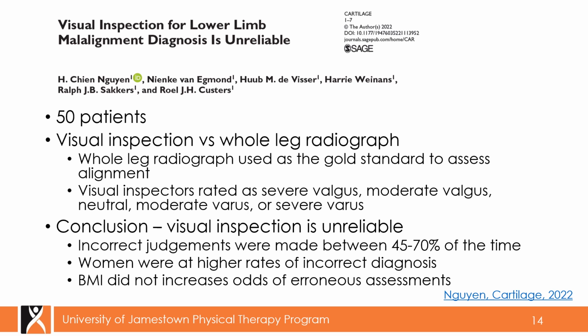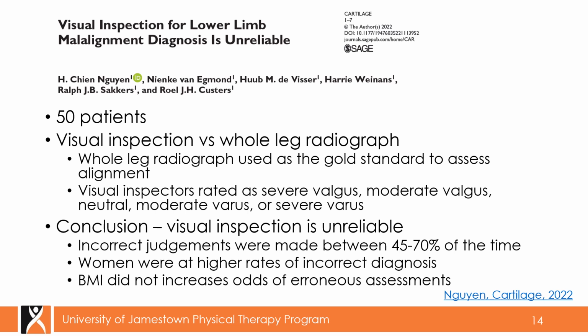And this study looked at lower limb visual inspection. So 50 patients went through whole leg radiographs, as that's the gold standard to assess alignment for genu varum and valgus. And then after that, these different providers were given a picture of the patient, and based on that picture, they were to label them as severe valgus, moderate valgus, neutral, moderate varus, or severe varus.